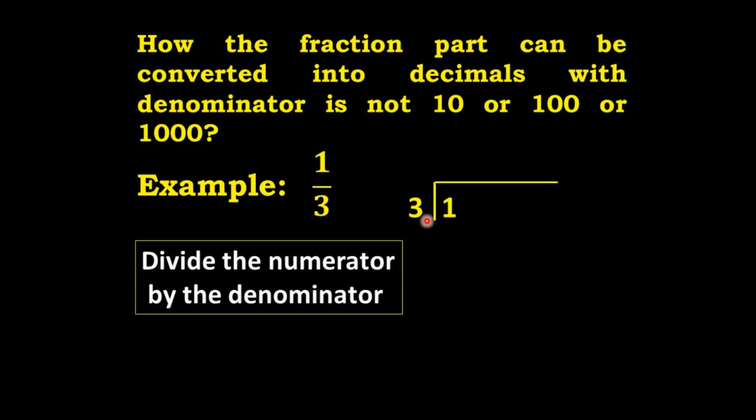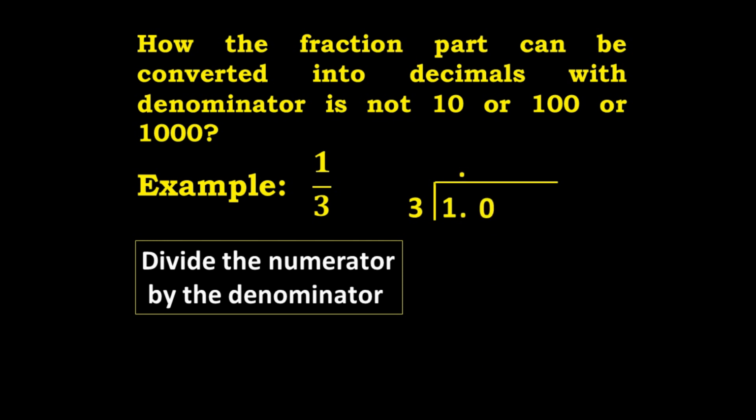Now let's start the division process. So 1 divided by 3 cannot be done as is. In this case, we need to add 0 at the right side of 1. And once you add 0, you must indicate the decimal point after 1. Then, we must also indicate the decimal point in our quotient, aligned with the dividend.